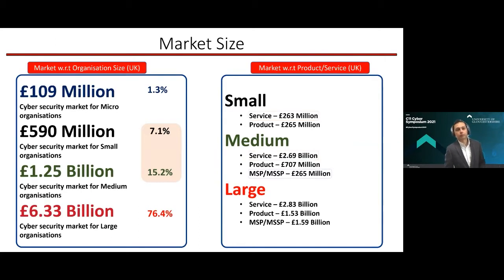So what does this mean for the market? We've got different sectors: micro organizations, small organizations, medium and large organizations. We are targeting small and medium-sized organizations, which contribute around 22%, or more than 22%, of the total market, and we are offering it as a service. The total is a combination of 263 million and 2.69 billion. That's the market size we are targeting.